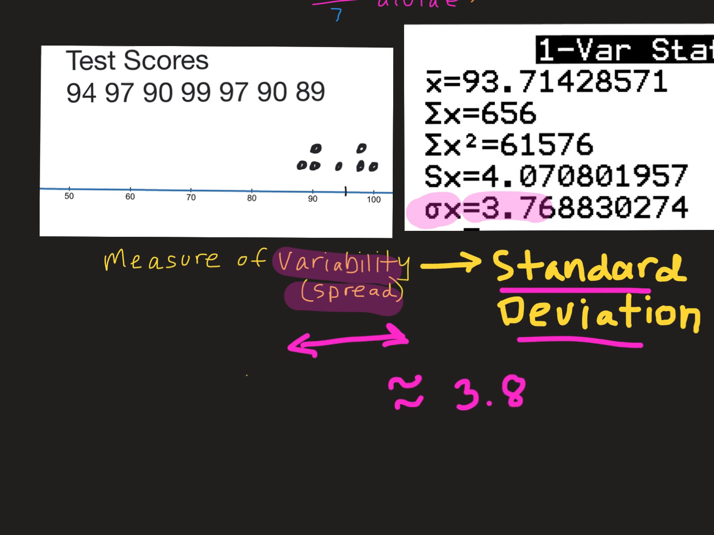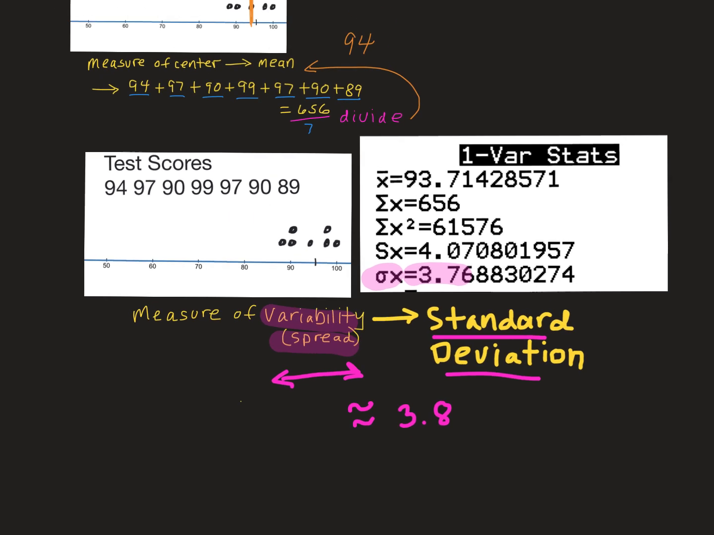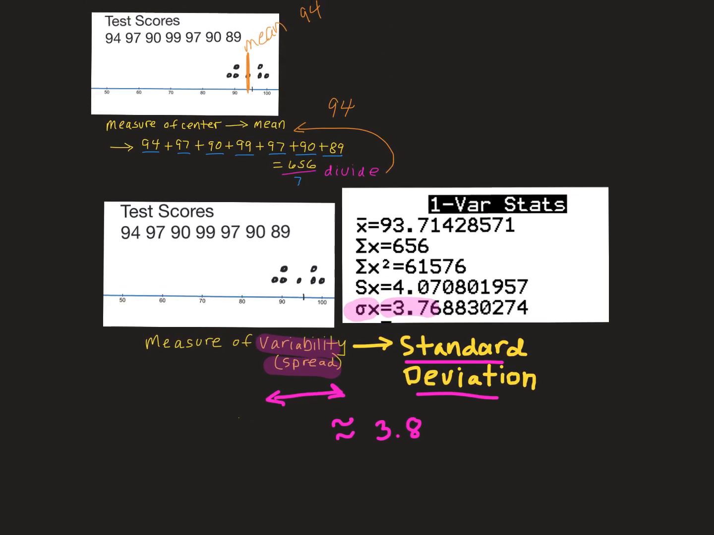3.8. So in this case, because all your information is very close together on the dot plot, the best measure of center is to use the mean, and the best measure of variability or spread is to use the standard deviation.